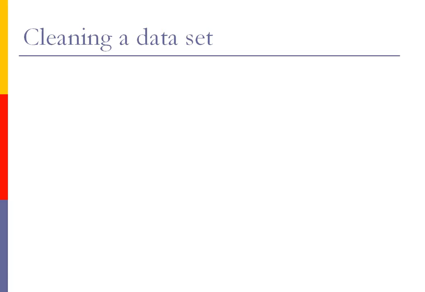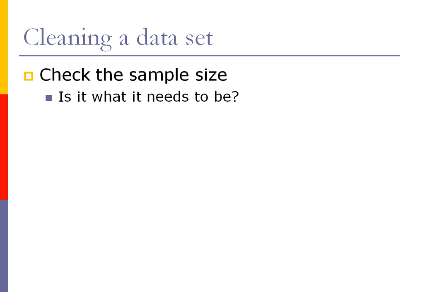So, first of all, what we want to do in order to organize the data set is to clean it, right? That's the same thing as what happens with your room or your clothes. You want to clean them before you get them organized. Now, what does that mean? Well, it means things like checking the sample size. Is the sample size, in fact, of the size that it needs to be? Or did we collect too many pieces? Or do we have more than we expected? Or maybe we have fewer than expected.